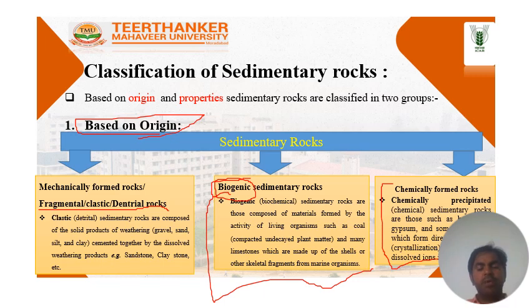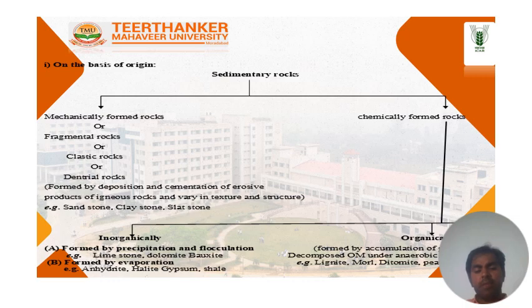So this is on the basis of origin. These are the three types of sedimentary rock. Now coming to the basis of origin, this is also divided. Different books have written different things, but here I want to show both. Both are the same. Here mechanically formed, sometimes called fragmental, clastic, or detrital, and here chemically formed rocks.